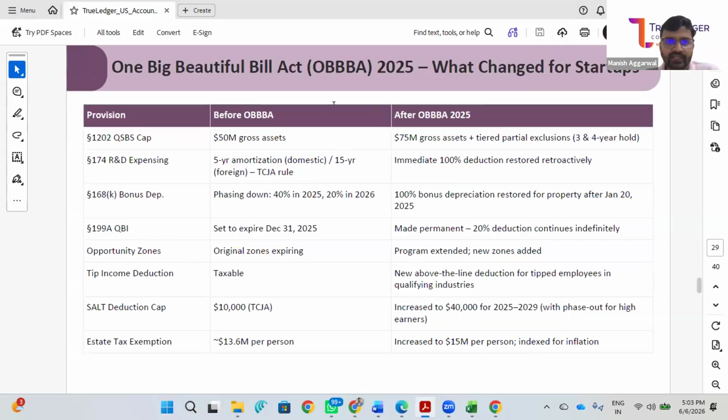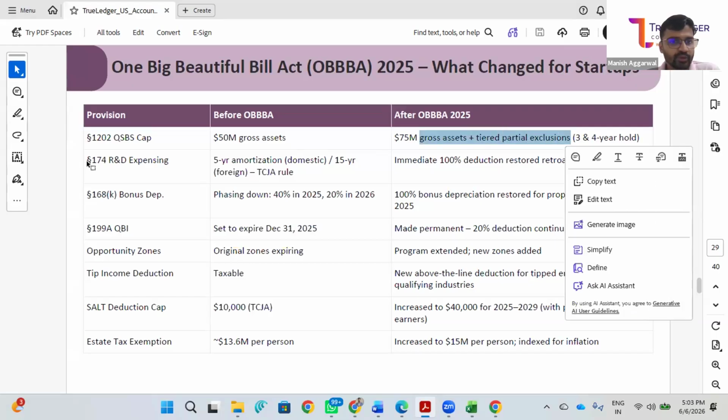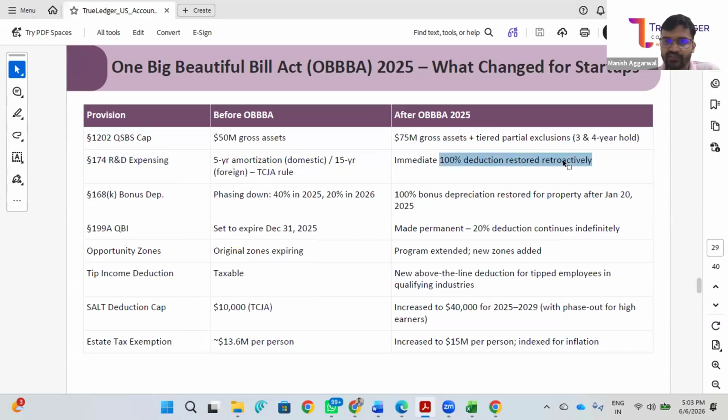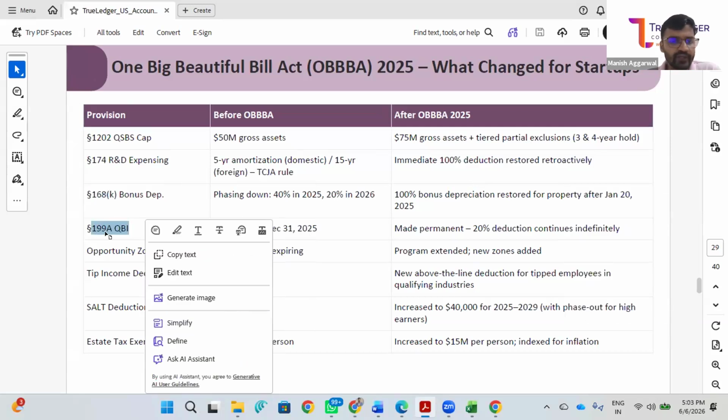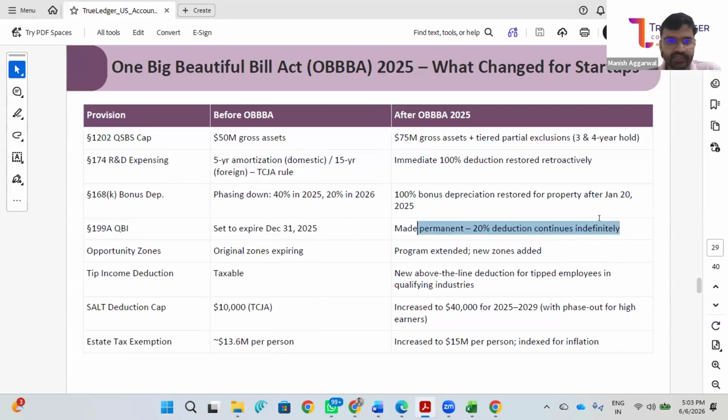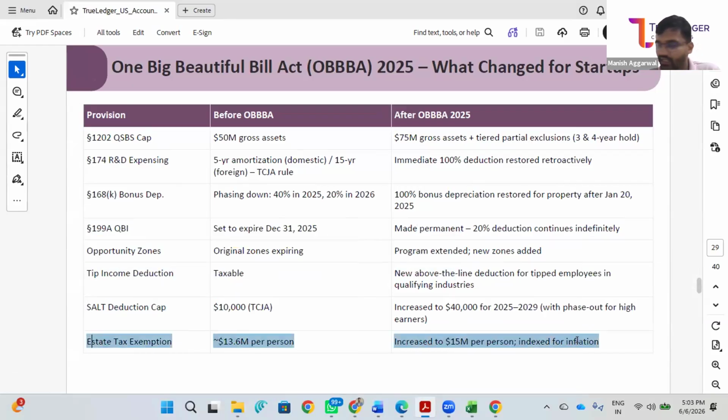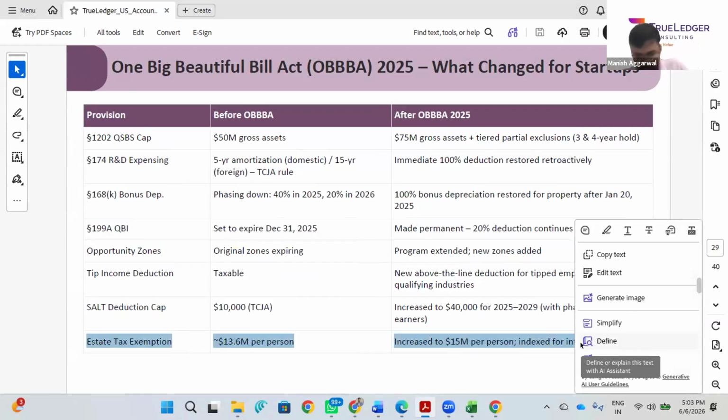Now, okay, this is the summary of the deductions which I discussed. 12 or 275 million threshold, 174 R&D expense 100%, bonus depreciation, QBI qualified business income, you get a 20% deduction in a permanent way. Tip income deduction. And also, this is very important, estate tax law. So this is also very important.